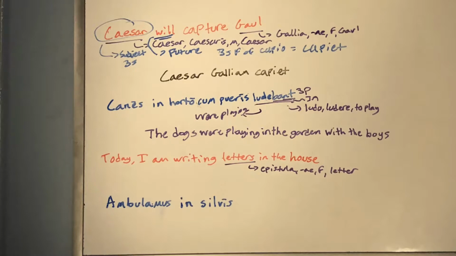So it's plural, the dogs. We're playing in the garden. This is an ablative place where. Hortus, horti, masculine, meaning garden. Cum pueris, this is an ablative of accompaniment. This cum is translated as with. Puer, pueri, masculine, meaning boy, with the boys. The dogs were playing in the garden with the boys.